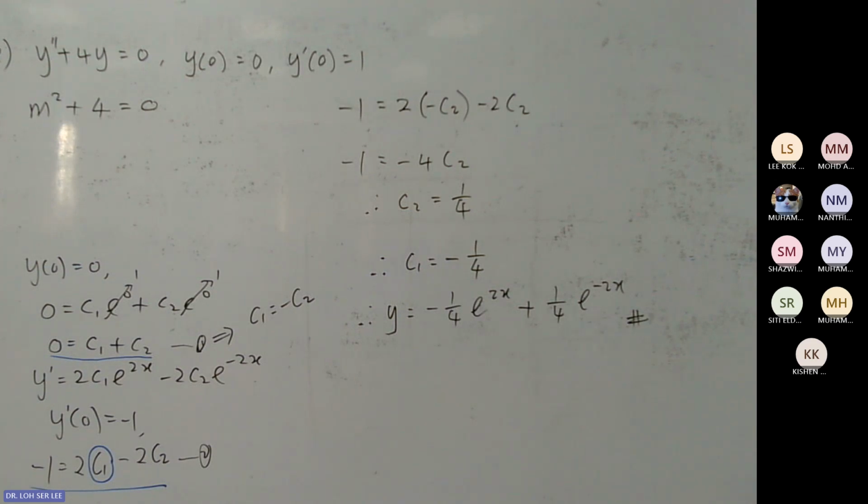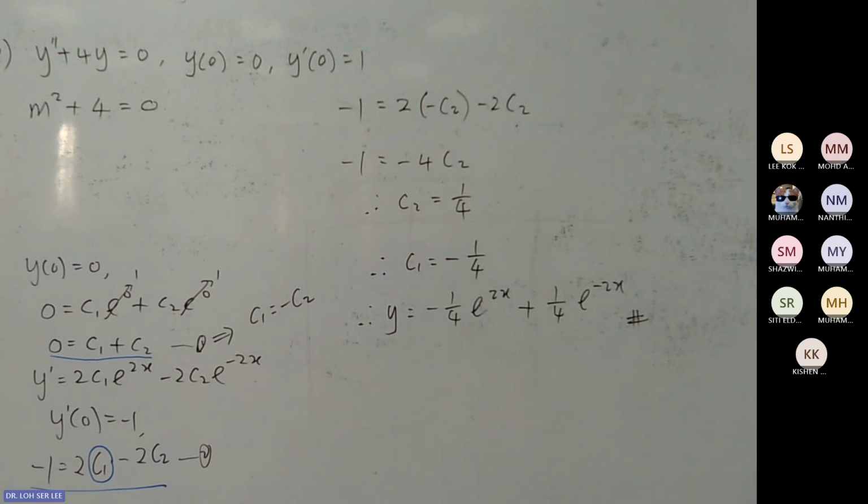Case 3, complex. So what is the alpha and beta? Alpha is 0.